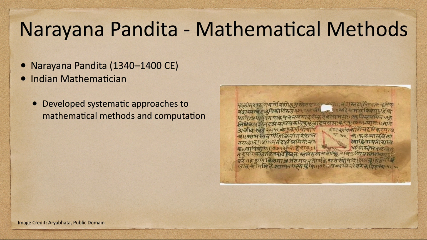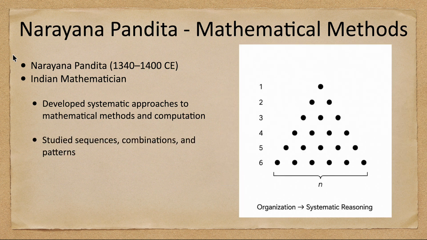Although Narayana Pandita focused primarily on mathematics, his work contributed directly to the development of astronomy. Astronomers relied on mathematical structures to calculate planetary positions, model repeating cycles, and predict eclipses. As astronomical calculations became more sophisticated, mathematics itself had to become more organized and efficient.